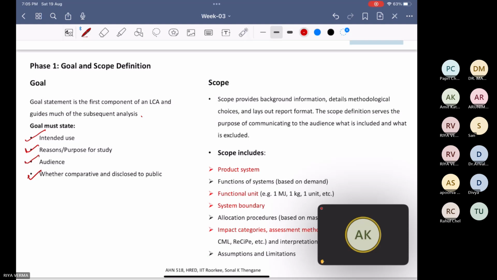For example, considering the LCA of a pencil, where will its target go? Our students. The major part of the target audience will be students. So we need to have some information about the target audience as well. It is more relevant where we are doing the LCA for some sort of services.